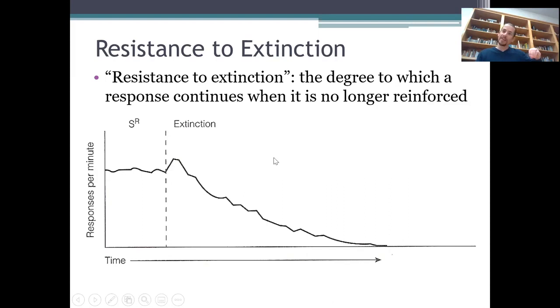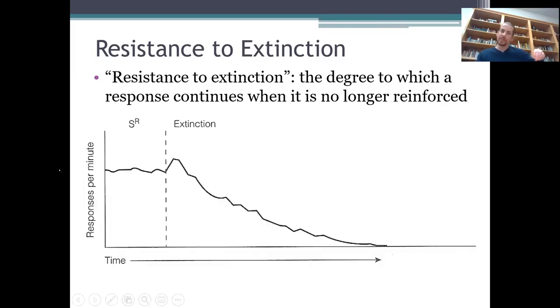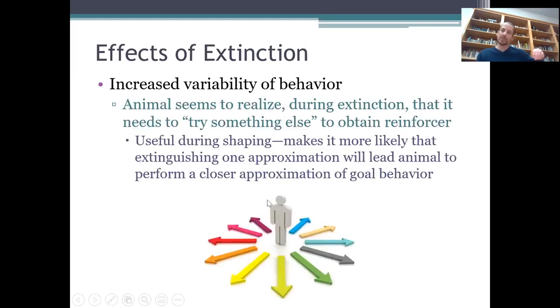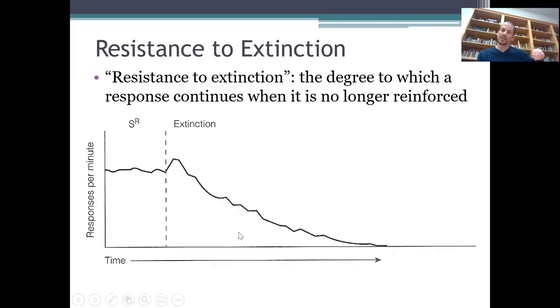Compare that to this one, where there's a much more abrupt decrease in response rate once the extinction begins. And so we would say that this response, whatever it is, is not very resistant to extinction. And this one, represented by this graph, is highly resistant to extinction. Okay, so this response is being extinguished quickly. The animal gives up on this response quickly, so it's not resistant to extinction. The animal sticks with this response for much longer, so it's resisting extinction much better, right?